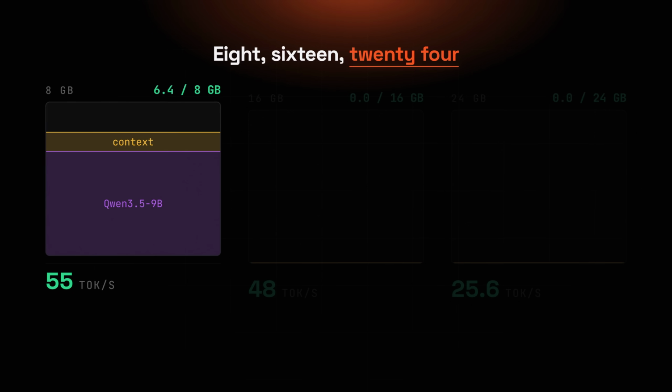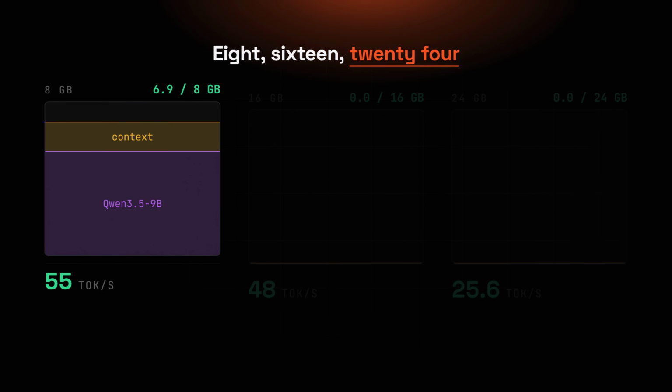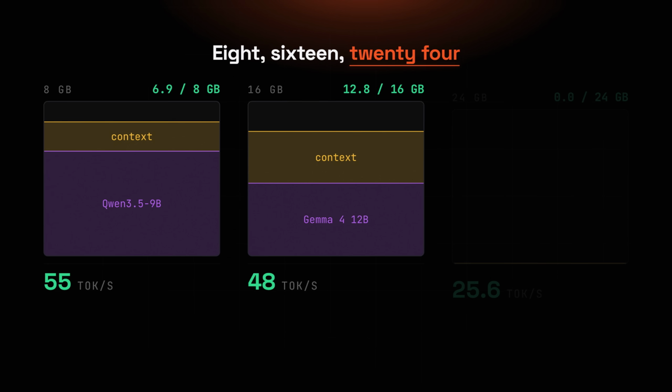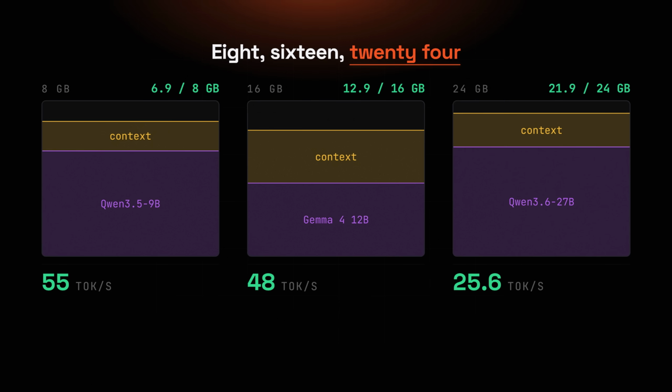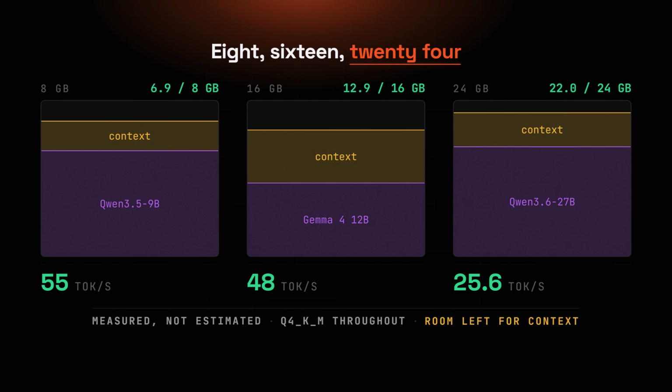Practically, 8 gigabytes runs a 9 billion model at 4-bit with real context, 16 runs a 12 billion or a 26 billion sparse one, 24 runs a 27 billion coding model at 25 tokens a second on a laptop.